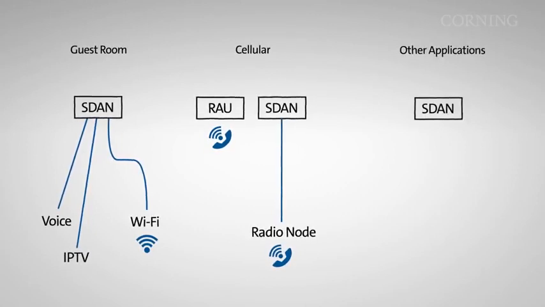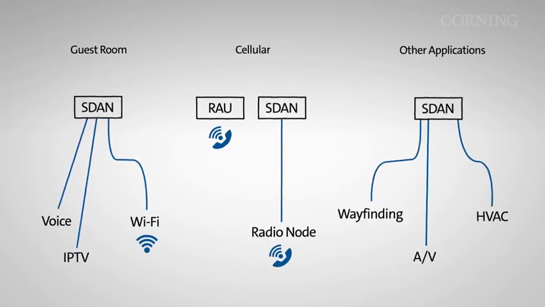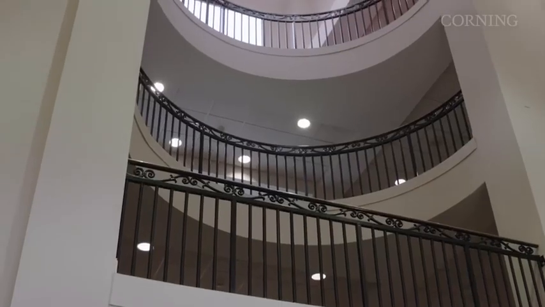Other applications that we often see in facilities are audio-visual, HVAC control, wayfinding, and BMS, or building management systems. Again, these are all IP devices that would connect into our software-defined access node, or ONT, and ultimately feed into our platform. Now we're going to look at the technology in the guest room.